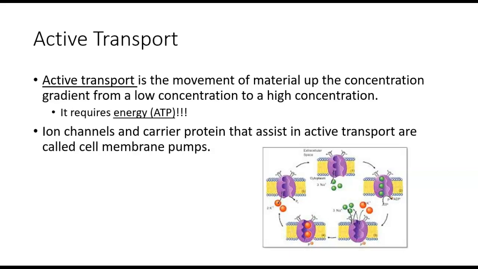So it's going to require energy. If you're trying to paddle upstream, of course it's going to require energy. So that is an easy way to remember active transport. Ion channels, carrier proteins that assist in active transport are called cell membrane pumps. So that's the difference. That word pump is going to help you identify that it is a type of active transport.